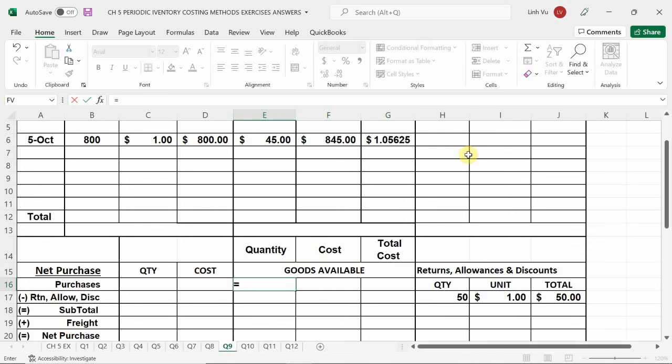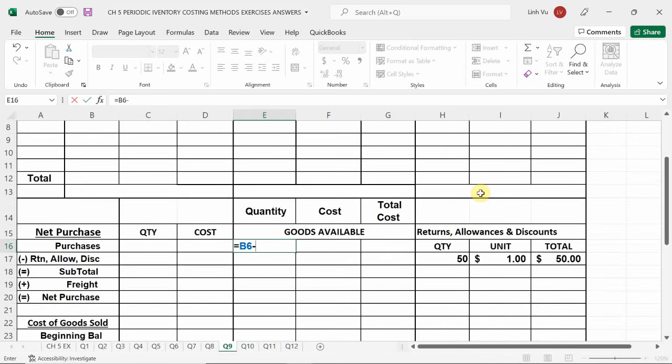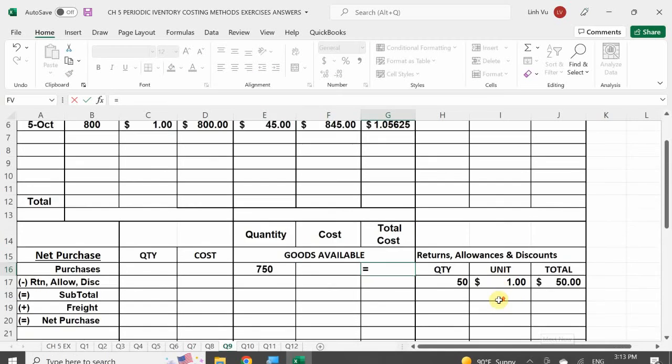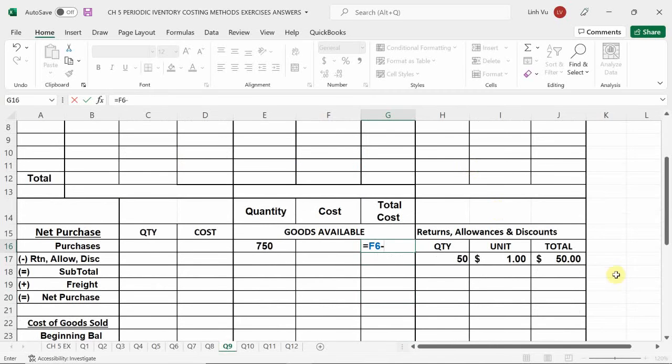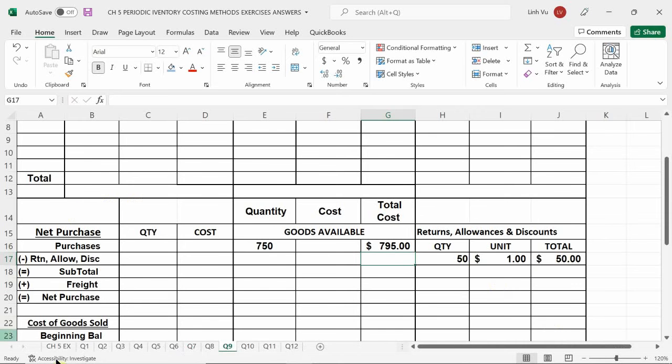Okay. And for this very first batch of inventory, I purchased 800, but I ended up returning 50 of those items. So I actually am getting 750 items instead. Of course, my total cost was $845, but because I got a refund for those $50, I'm now at $795. So same thing here. You don't necessarily need to solve for the cost per item because in this case, we're going to be getting multiple batches of inventory. Okay?